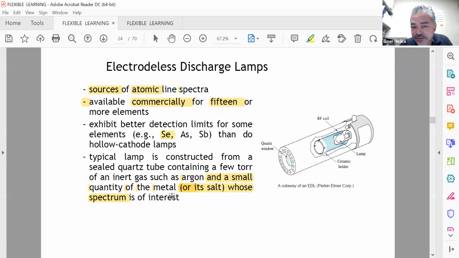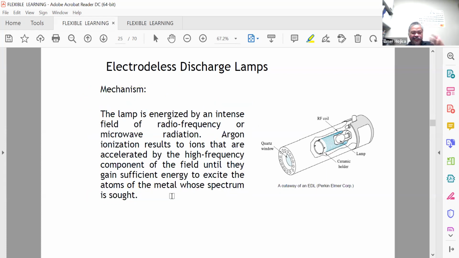Now, the mechanism of this electrodeless discharge lamp is that the lamp is energized by an intense field of radio frequency or microwave radiation. The argon ionization results in ions that are accelerated by the high frequency component of the field until they gain sufficient energy to excite the atoms of the metal whose spectrum you seek. So those are the lamps.